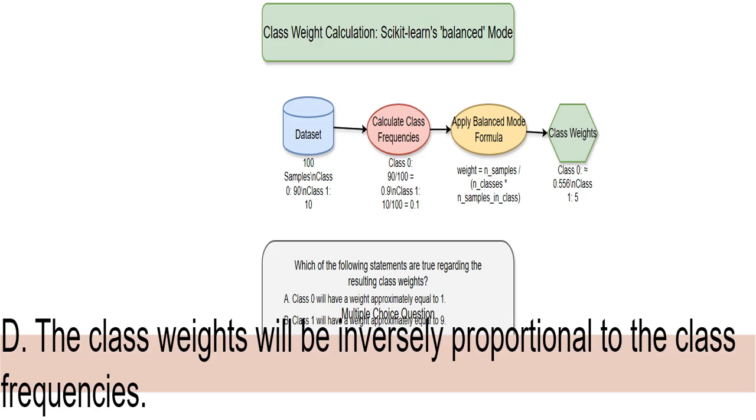This statement gets to the heart of the balanced mode in compute_class_weight. It checks if you understand the core principle. The minority class receives a higher weight than the majority class to compensate for the class imbalance. The ratio of weights reflects the inverse ratio of the class frequencies.